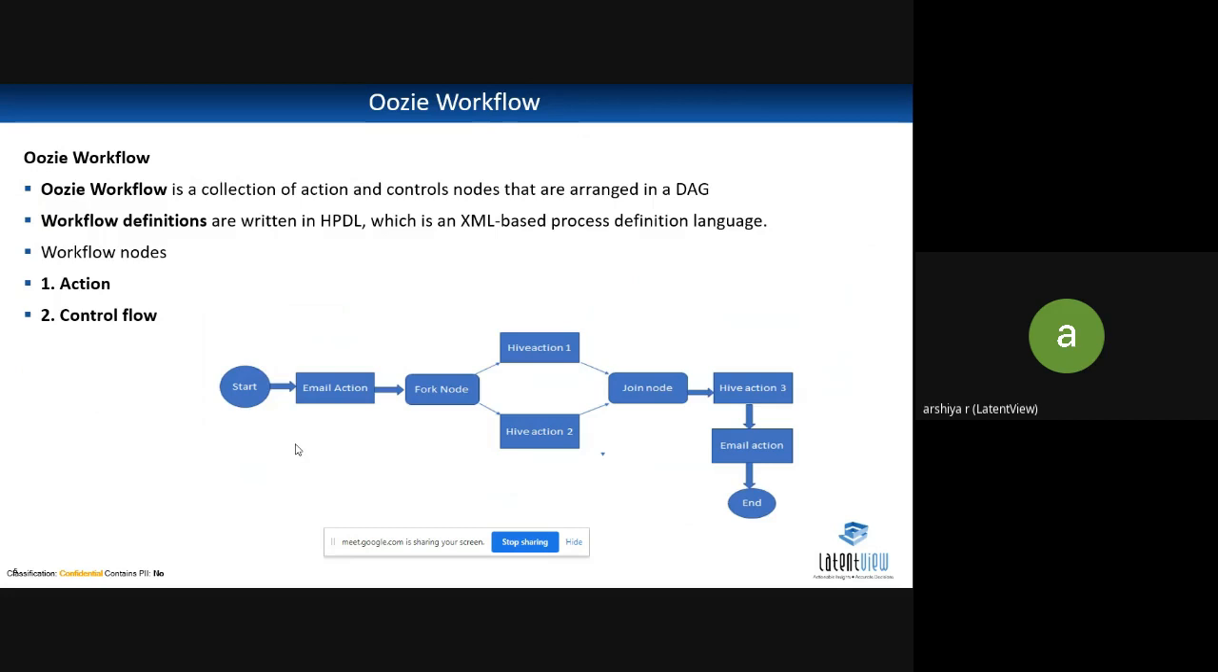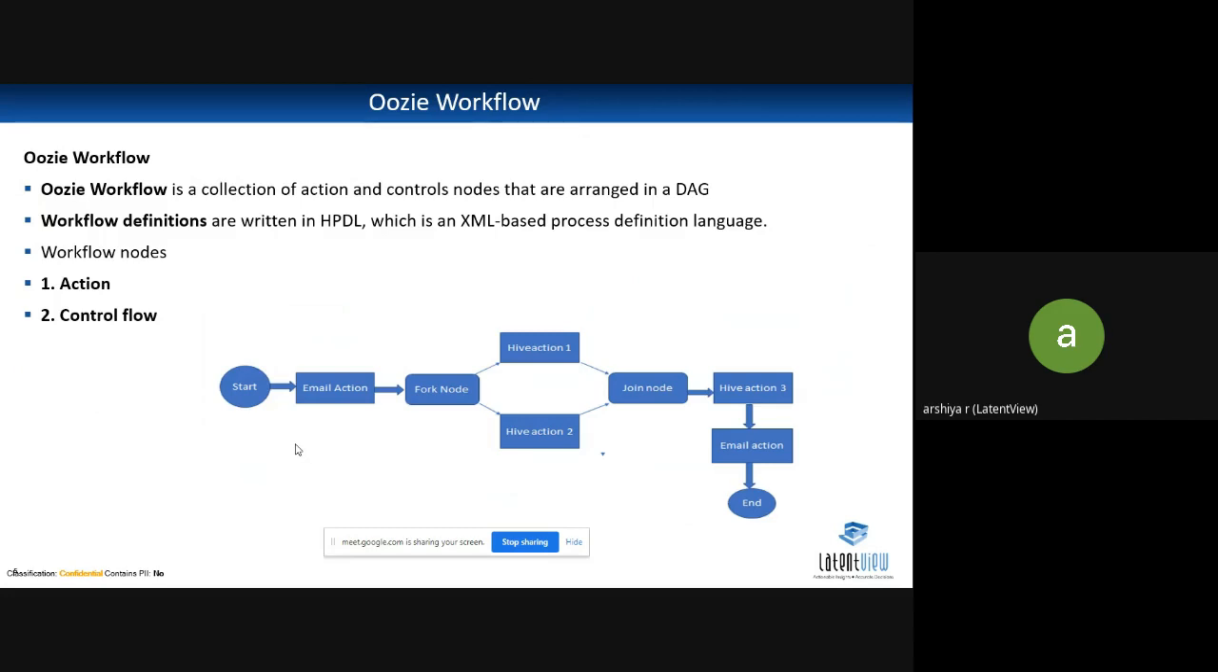As we all know, Oozie workflow is basically a collection of action and control nodes, and these action and control nodes are arranged in a directed acyclic graph, which is a DAG. And these workflow definitions are written using HPDL language, which is a Hadoop development language, an XML-based language. And workflow nodes, we know, consist of action and control nodes. Let's talk in detail about the action and control nodes.